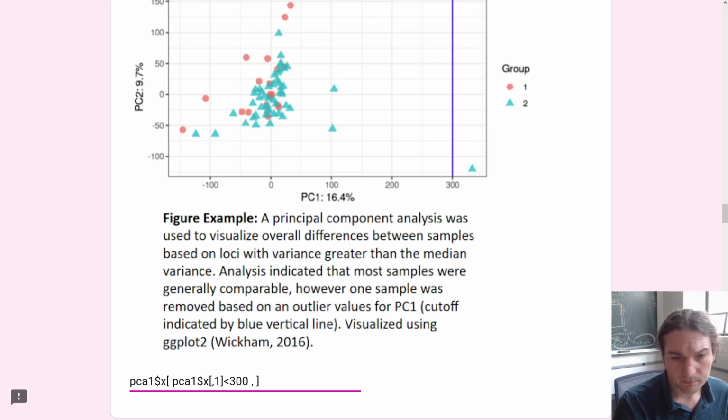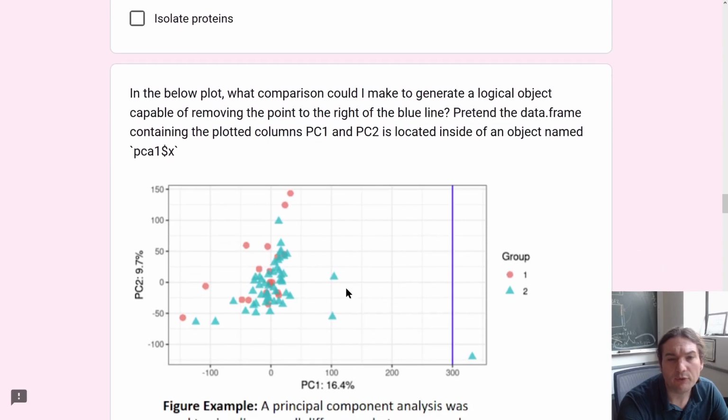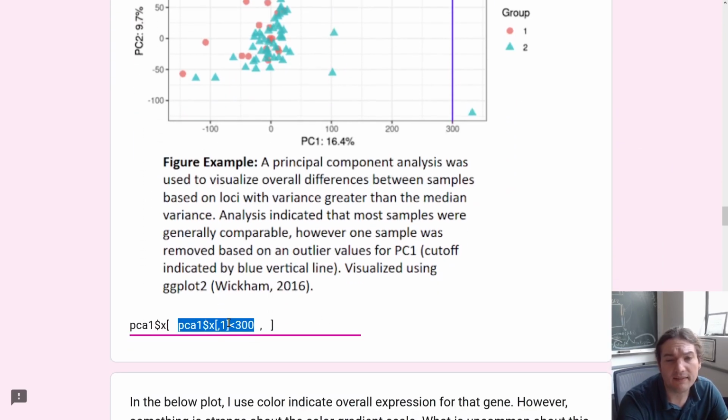And there we go. So just breaking this back down. Here is my logic. Did I ask for the logic object? Yeah, so I asked for the logic object. This is the actual answer. The rest of this is how I would then use that logical object to subset everything but the data.